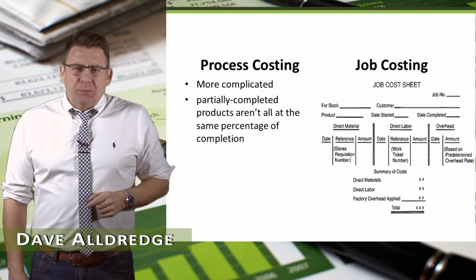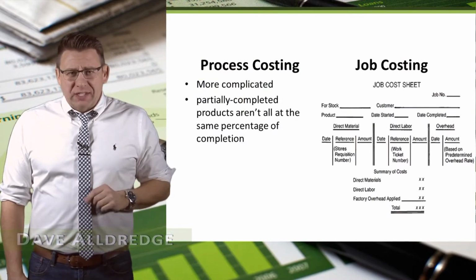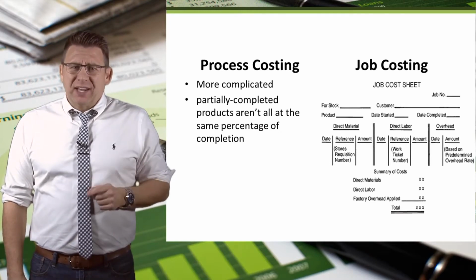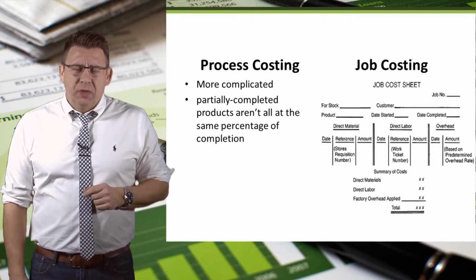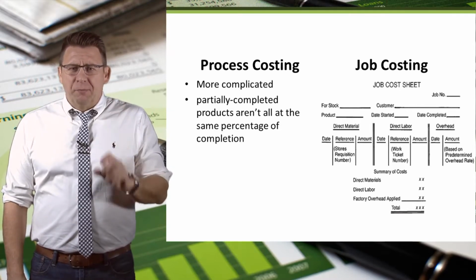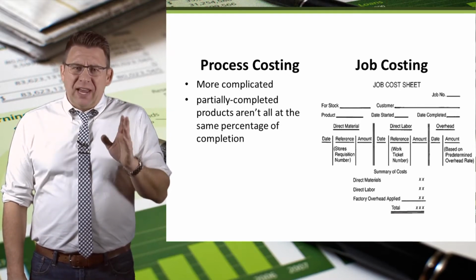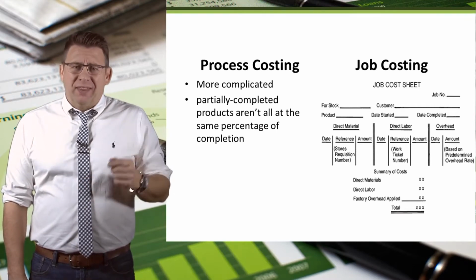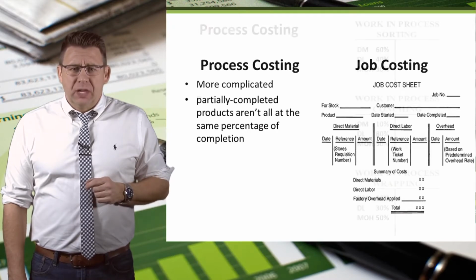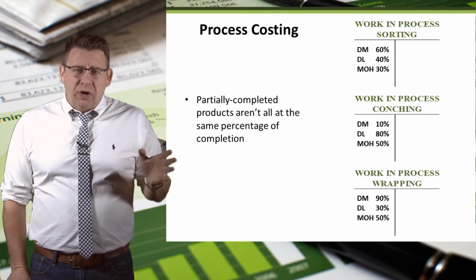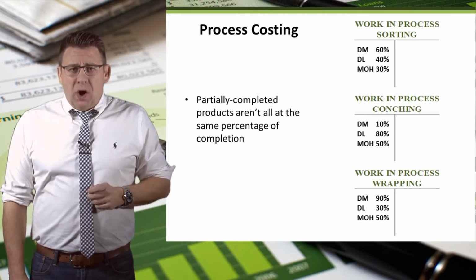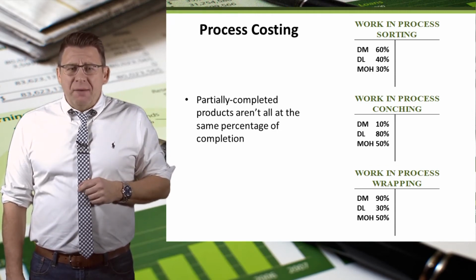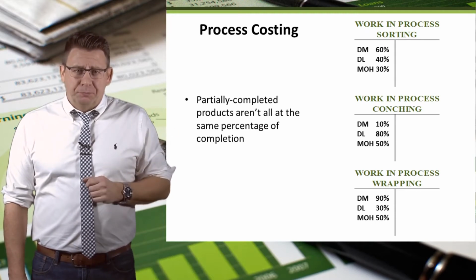Unlike job costing, where we know the total cost of partially completed jobs at the end of the period, process costing isn't as easy to figure out. This is because our partially completed products aren't at the same percentage of completion at the end of the period, like they are in job costing. Some products may be in the sorting or breaking process, while others are in refining or conching. Finally, some may be in wrapping and packaging.